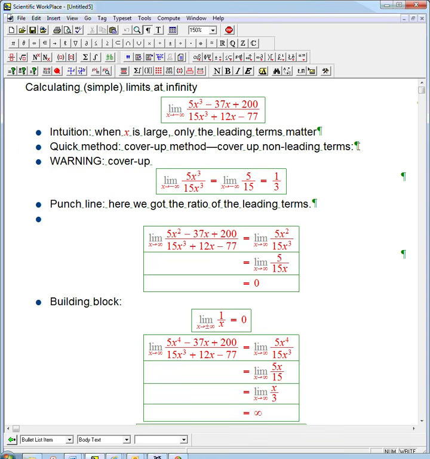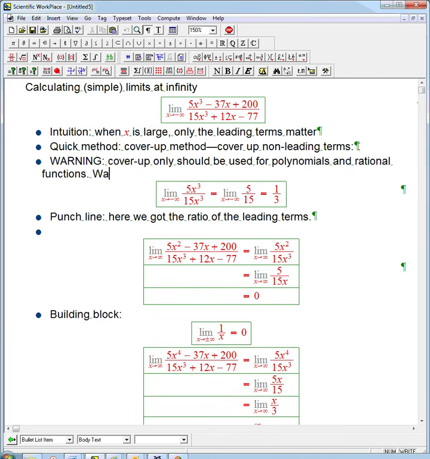Cover-up only should be used, it only is guaranteed to work for polynomials and rational functions. Watch out especially for square roots, and there's weird signs that come in there. Okay? And I've got some other videos about those tricky examples. But right now I just want to emphasize the more basic examples with rational functions and polynomials.